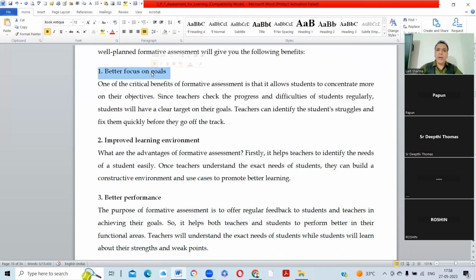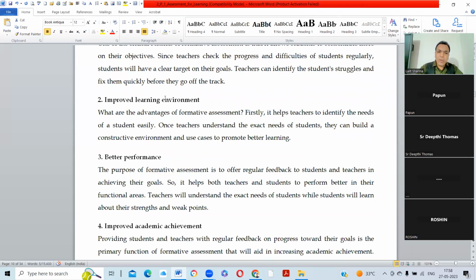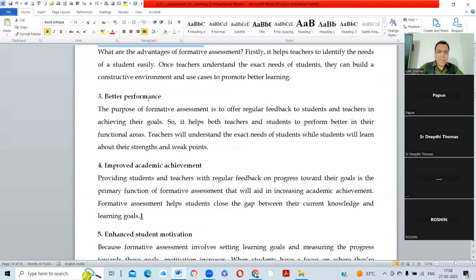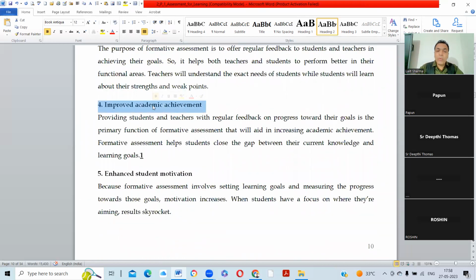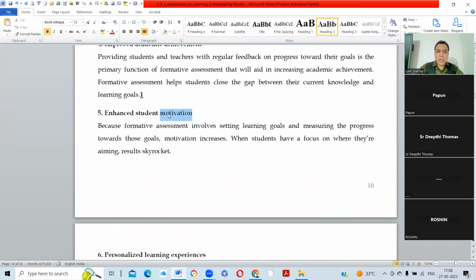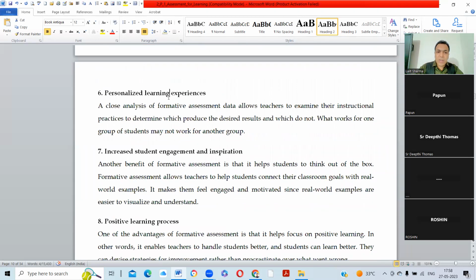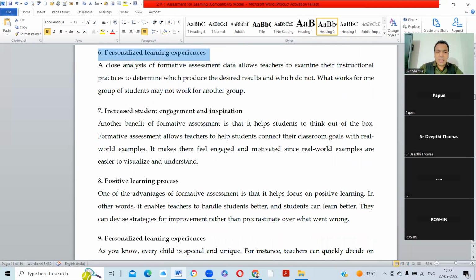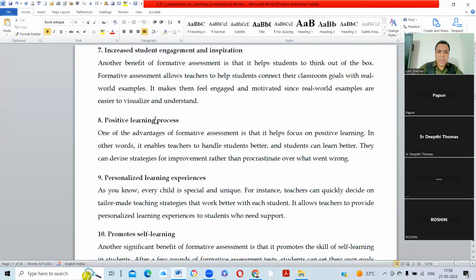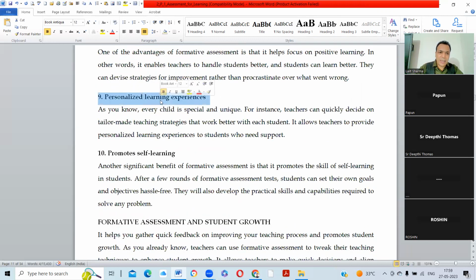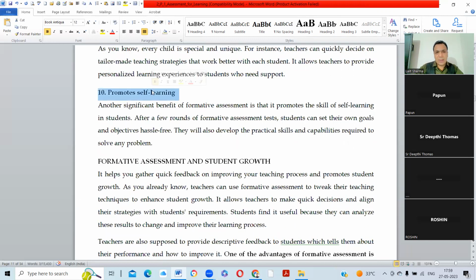Better focus on goal. Improved learning environment. The learning environment of the student would be improved. Student will produce better performance. Student will improve academic achievement. Student will enhance motivation, inspiration, personalized learning experience, increase student engagement, positive learning process, personalized again, promote self learning. Are you seeing?